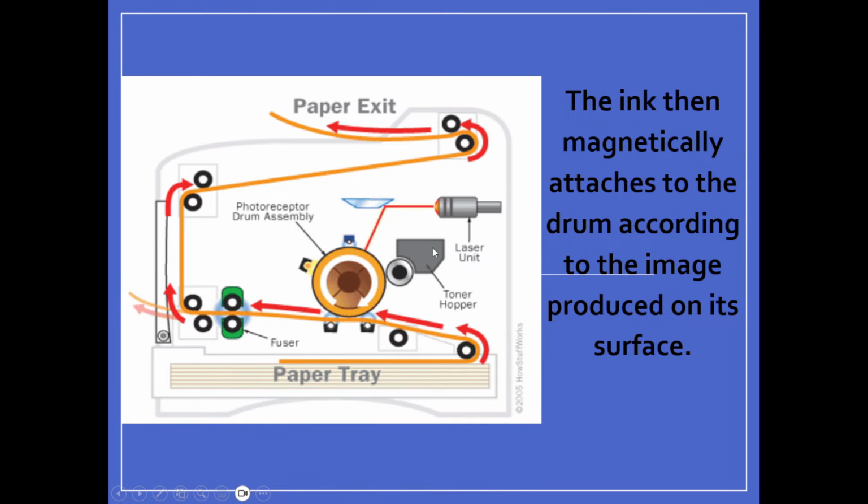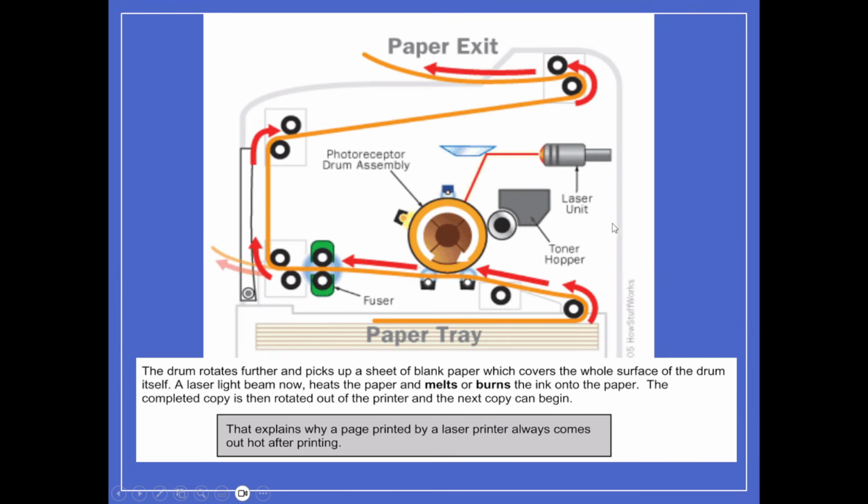So the toner is then attached to the drum to produce the particular image on the surface. The drum then rotates further and picks up a sheet of blank paper, which covers the whole surface of the drum. A laser beam light, here we can see our laser unit, now heats the paper and melts or burns the ink onto the paper.